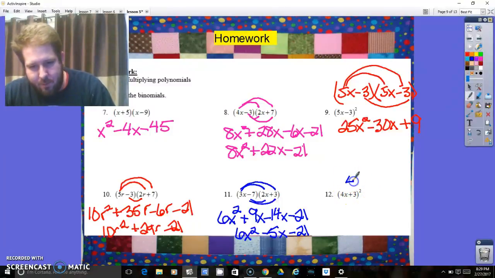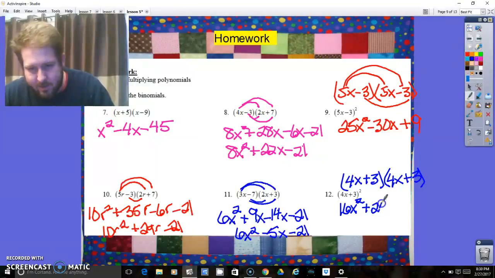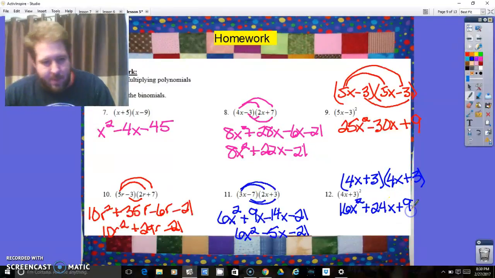All right, last one, 4x plus 3 times itself. Looks like this. Okay, so that's 16x squared. Outers would be 12x, but since it's a perfect square, I can just double that to make that 24x, because the inners are going to be exactly the same, perfect square. And 3 times 3 is 9. Okay, that looks to be it.